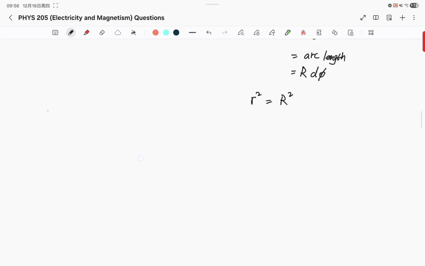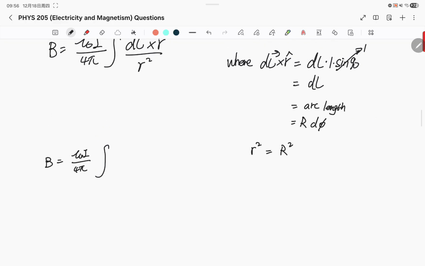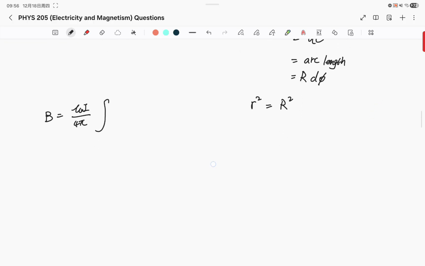Let's write it down. B is mu naught I over 4 pi. This thing is always outside of the integral because it's a constant. And dl cross r hat right now just becomes r d phi. This is our dl. And r squared is r squared.